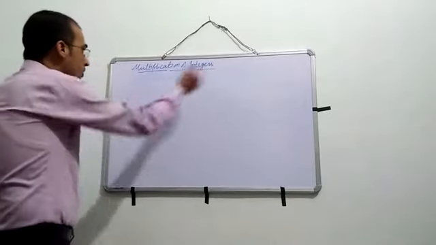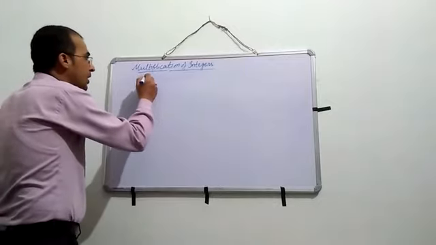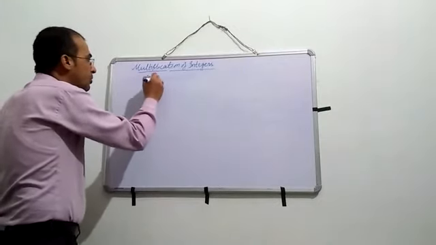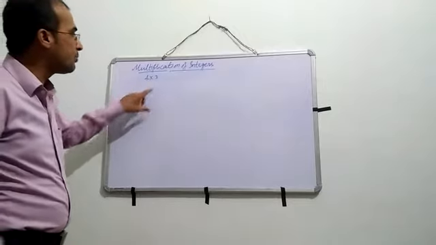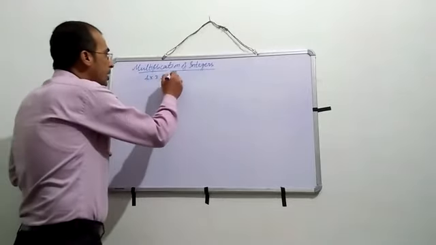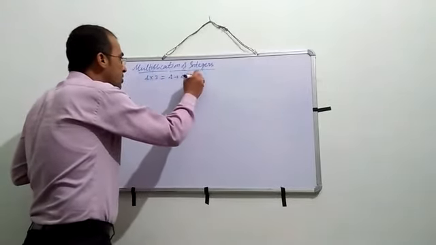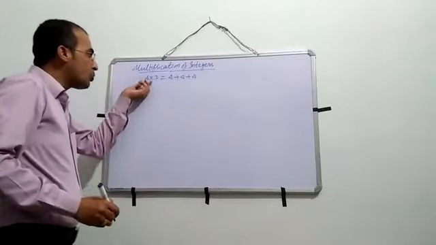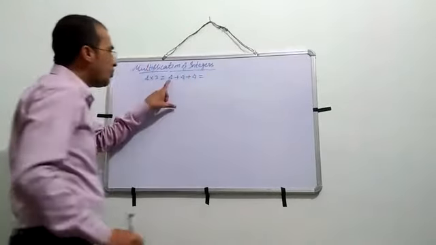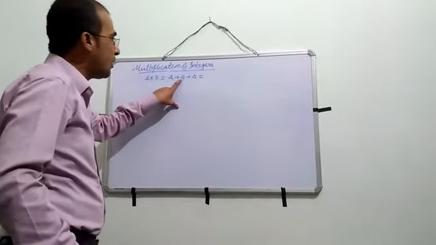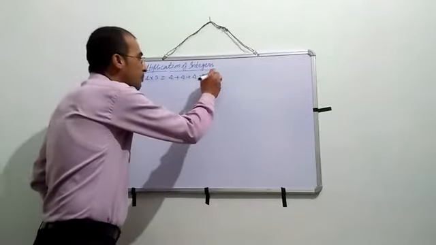So let us suppose 4 into 3, two positive integers, because 4 is positive and 3 is positive. Its value can be written as 4 plus 4 plus 4. It means 4 three times. If you add, what do you get? 4 plus 4 equals 8, plus 4 equals 12.